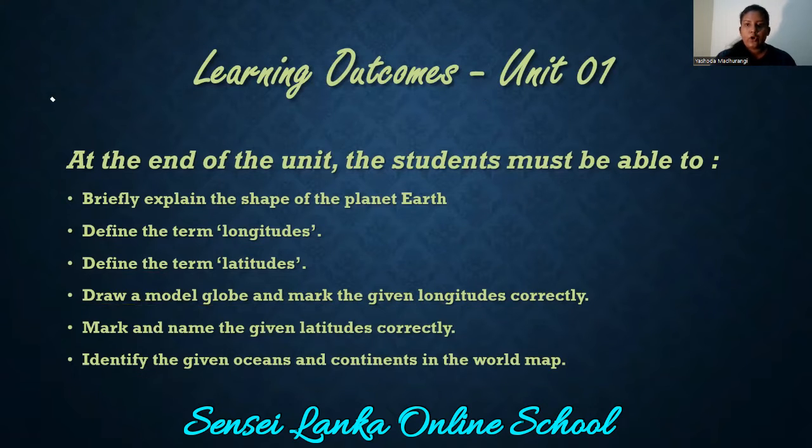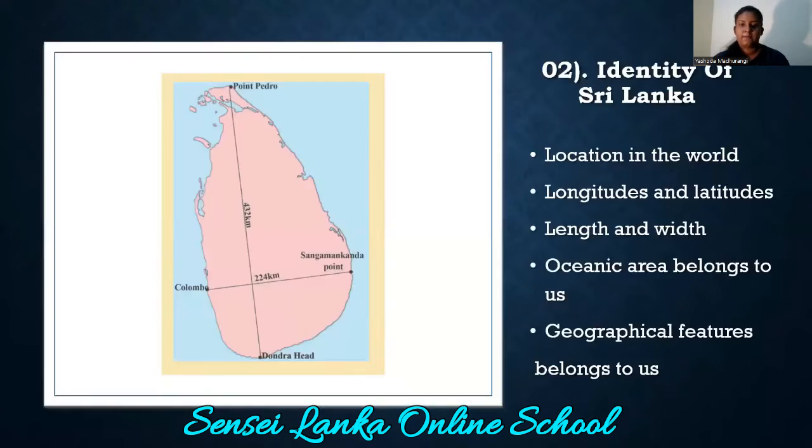Now, shall we go to unit number 2? Look at this picture. Can you see our countries here? Can you see these points? Point Pedro. Look at them. Look at the written words. Point Pedro. Sangaman Kanda Point. Dondra Head. Colombo. Why are they here? These are some famous places to measure the length and the width of our country.